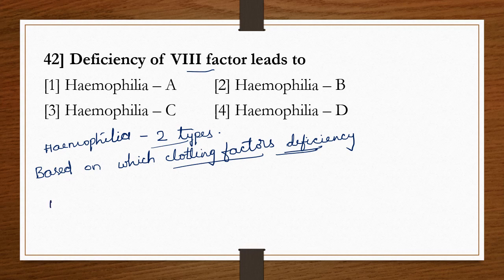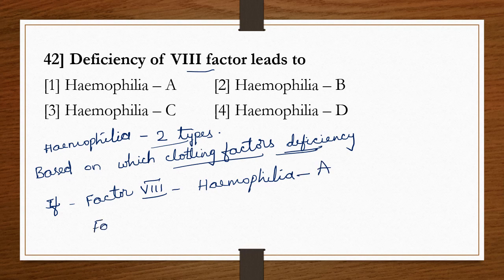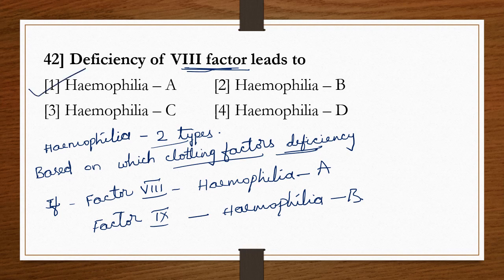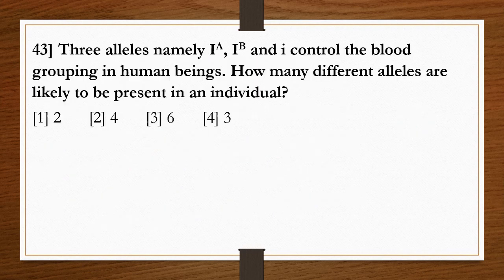So if factor 8 is deficient, it causes hemophilia A. If factor 9 is deficient, it causes hemophilia B. So based on this, deficiency of factor 8 leads to hemophilia A. Option 1 is correct.